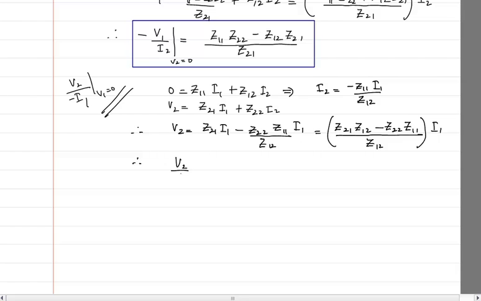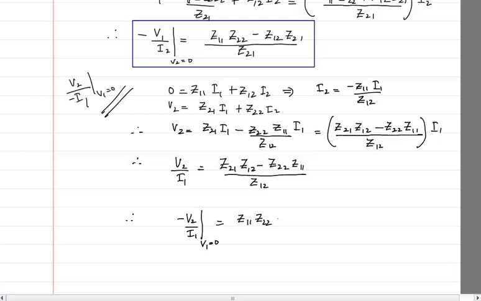Therefore, from here I will get V2 by I1 is equal to Z21 Z12 minus Z22 Z11 divided by Z12. Okay, but I have to find minus of that. So therefore minus of V2 by I1 when V1 is considered as 0 is going to be, I just put a minus here, so Z11 and Z22 will come, the product of Z11 Z22 will become positive, so I will write that first. I will write this part first, and then the other part is negative, so minus of Z12 and Z21. I just wrote the same thing, but I have interchanged it. Okay, and then in the denominator it is Z12.